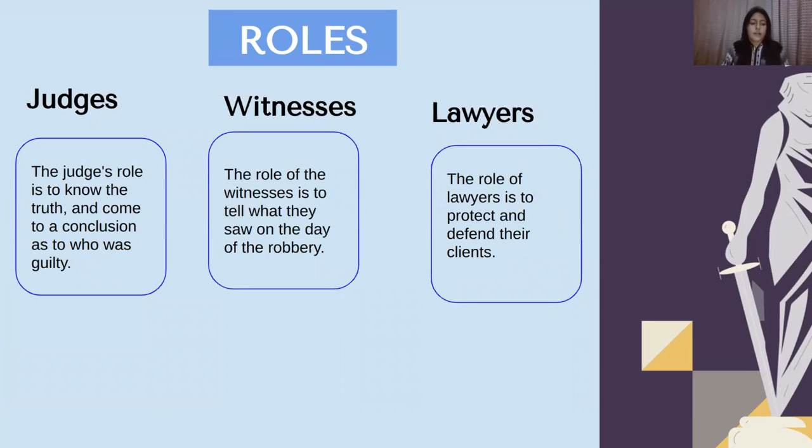The role of the judges is to know the truth and come to a conclusion as to who was guilty. The role of the judges is to write down all the important things they heard, because this will serve them at the end. So that they make a decision, each judge must write what he or she thinks is important for each culprit. The role of the witness is to tell what they saw on the day of the robbery.